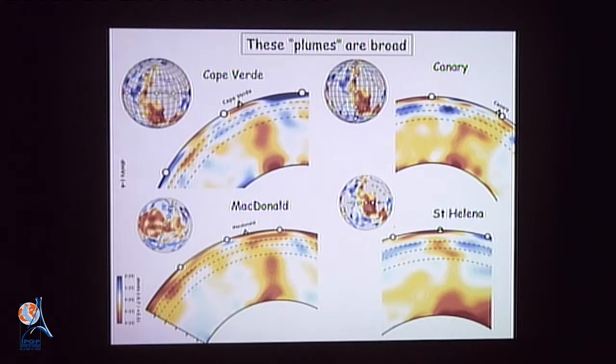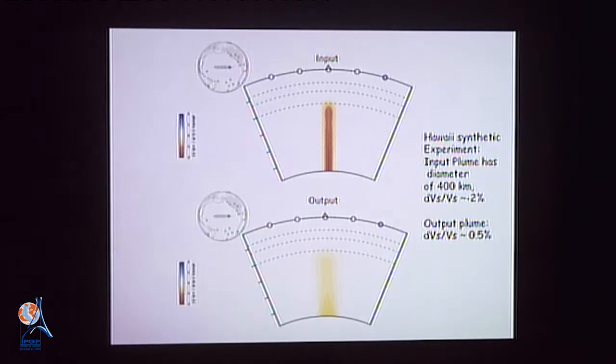So other characteristics of these features, well, first of all, they're very broad. They're not the thin features that one would expect from laboratory experiments. So one can ask the question, is this a problem of resolution or is this real? So we also have done some tests, and this is an input model which extends from the core-mantle boundary to 1,000 kilometers depth. The input plume here is 400 kilometers wide with a shear velocity reduction of 2%. Passing through our modeling, we would get something extremely weak, 0.5%, and broadened.